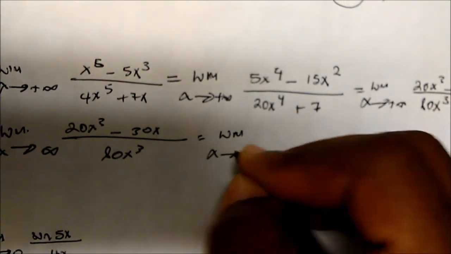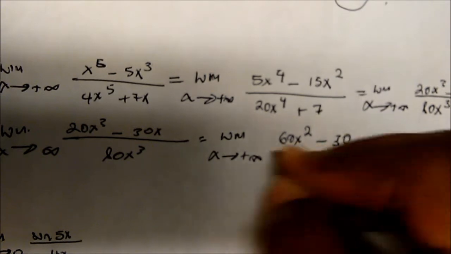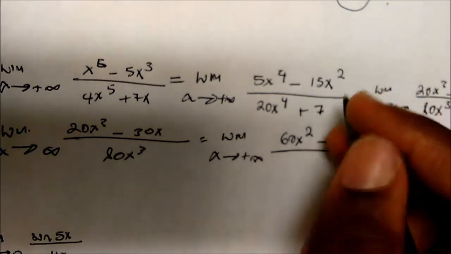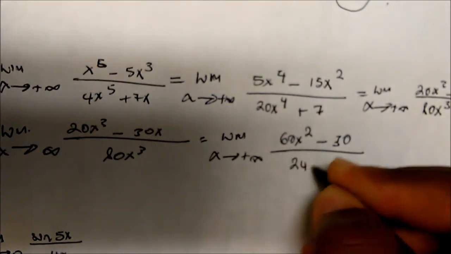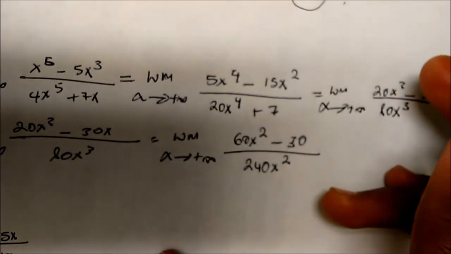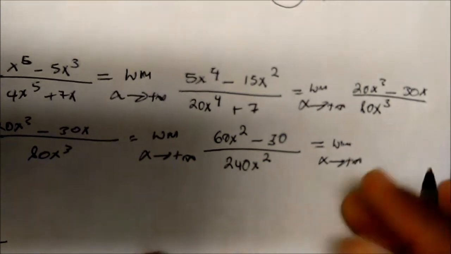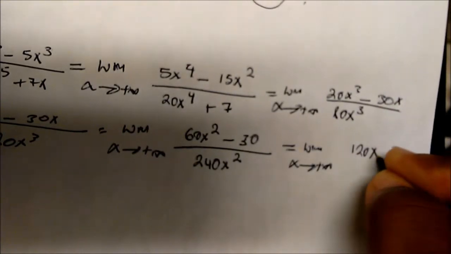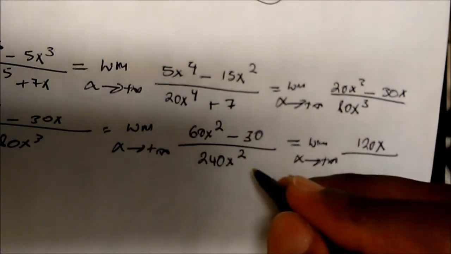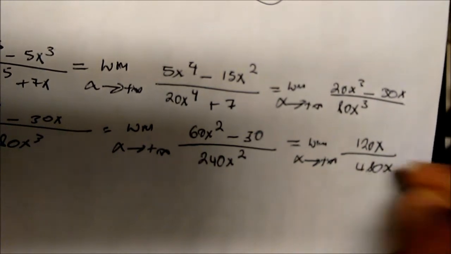So the limit as x approaches positive infinity, well, 3 times 20 is just 60x squared minus 30, over 3 times 80, well, 2 times 80 is 160, 3 times 80 is 240. So that will be 240x squared. And then again, the limit as x approaches positive infinity will be 2 times 60, which is 120x, the derivative of 30 is 0, divided by 2 times 240, which will be around 480x.